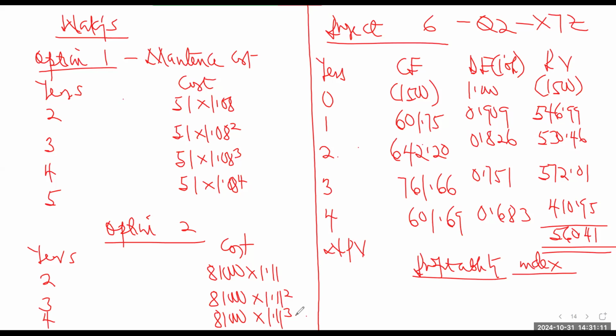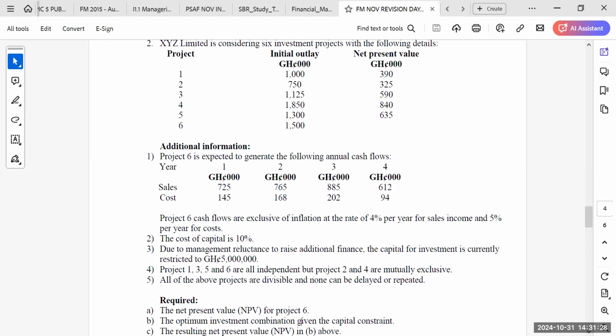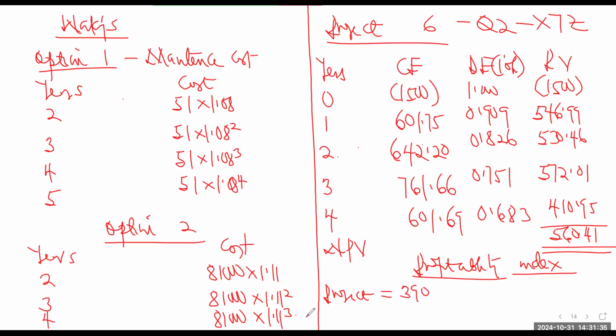So we look at project 1. We are investing 1,000, and the return that it is giving us is 390. So what is the percentage of return? We do 390, which is the NPV, divided by 1,000. That will give us 39%, isn't it? Yes, 0.39. You just leave it as a decimal, 0.39.